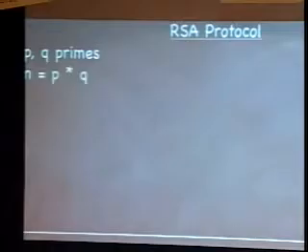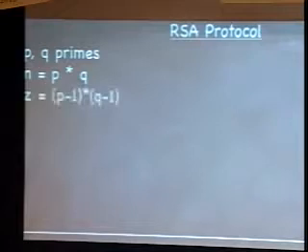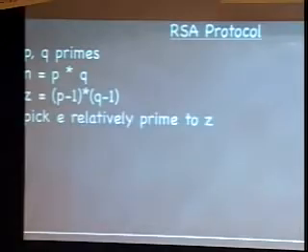So we pick 2 numbers, P and Q, which are prime, and then we generate some number n, which is equal to P times Q, and another number z, which is equal to (P minus 1) times (Q minus 1). Okay? And then pick another number e, which is relatively prime to z. Relatively prime just means that e doesn't divide z evenly. So z is not divisible by e.